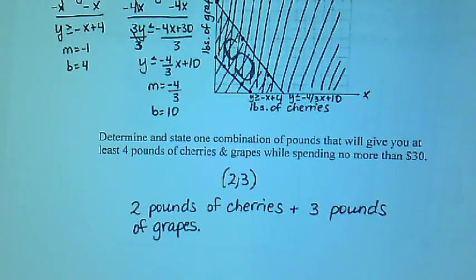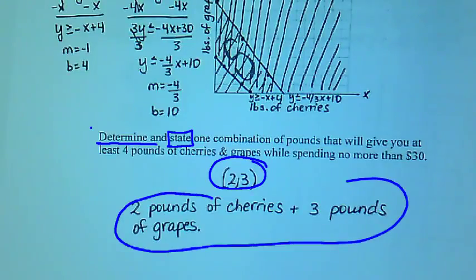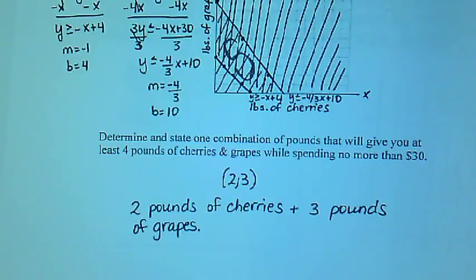And then, of course, when they ask you that second part, here's the other thing I want to point out. Determine, okay, so think and state. If it says state, they're looking for this, and they're looking for this. So please make sure you answer the question. So 2 pounds of cherries and 3 pounds of grapes would be one possible solution. And again, anything in this little area right here would be a solution.